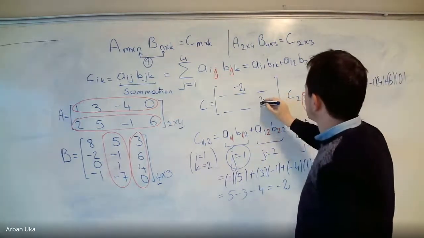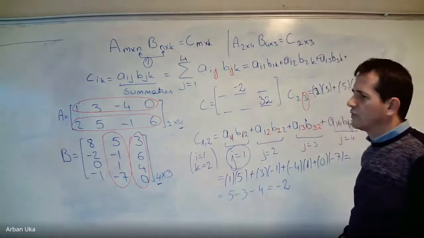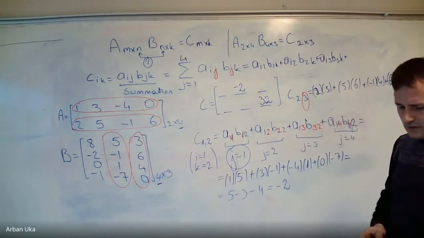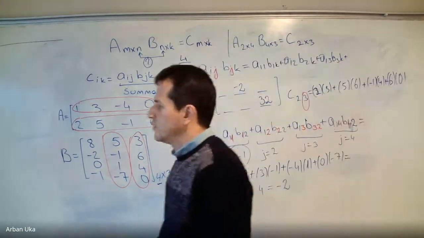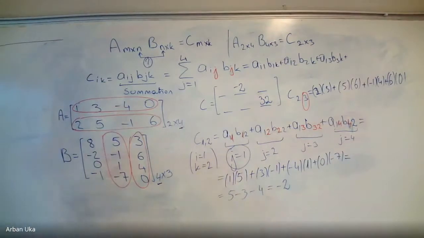Okay, so this is how we can calculate one by one all the relevant numbers when we multiply any two matrices. Okay, so this is the matrix multiplication. And then we can move ahead again.